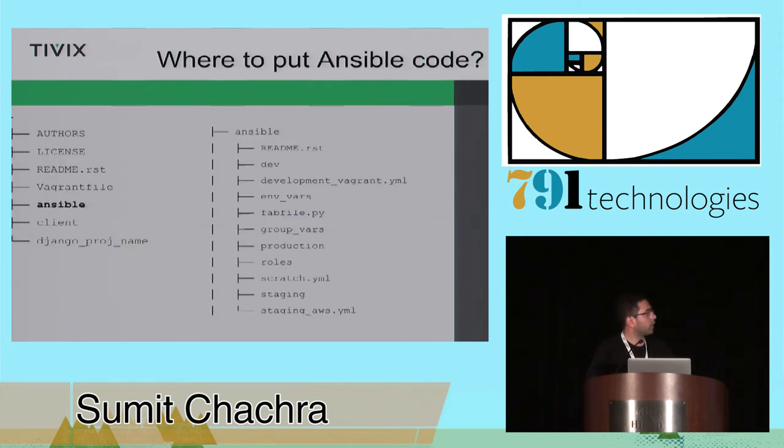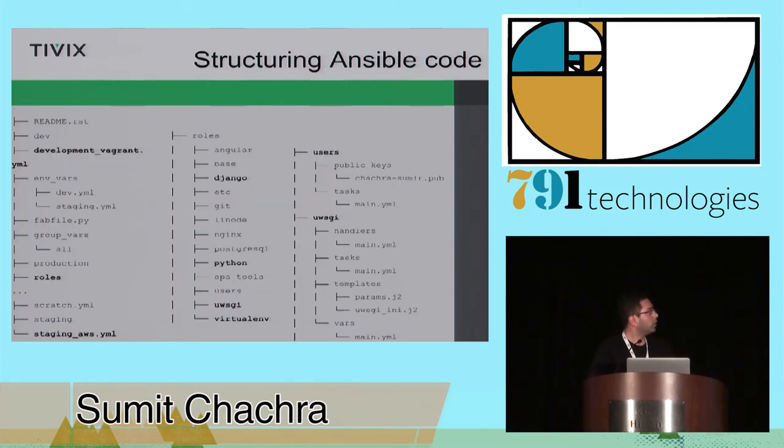So some gotchas and best practices. Where do I put my Ansible code? We've gone with the directory structure on the left, which you see, high level, there's a Vagrantfile, authors, license, Ansible, client, and Django project name. Client is basically a Yeoman Angular client, all front-end code. Django's your Django project, and then there's the Ansible directory. Underneath Ansible, you'll see there's dev and staging and production. Those are basically the inventory files. The big directory to note there is the roles. And that's the key. You don't want one giant Ansible file. You want to basically follow this kind of structure and have things in roles. What's inside roles?